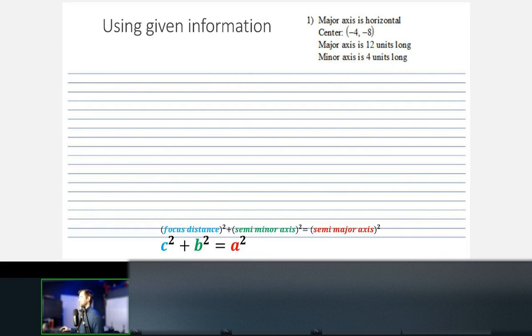So let's look at this. Number 1, I'll give you a chance to write this down, but I'm just going to read it. This one says, you are given that the major axis is horizontal. You are given the center is -4, -8. The major axis is 12 units long. The minor axis is 4 units long.